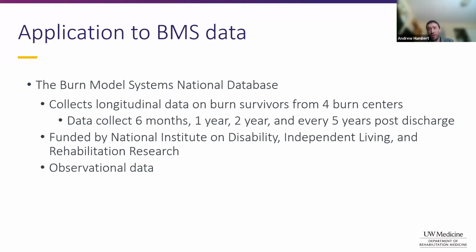So for those of you, I think a good chunk of people here are pretty familiar with the Burn Model Systems and the national database we have. But just very briefly, if you're not, the goal of the Burn Model Systems is really to collect longitudinal data on burn survivors. And it collects it from 4 burn centers at any given time, right? So these 4 burn centers can change. They're funded by grants, so when grants are renewed, there can be some turnover of the burn centers, but at any one time, we have 4 burn centers collecting data, and we collect data at 6 months, 1 year, 2 years, and every 5 years post-discharge. So going up to 25, 30, as long as we can collect data from people, we're going to follow them up.